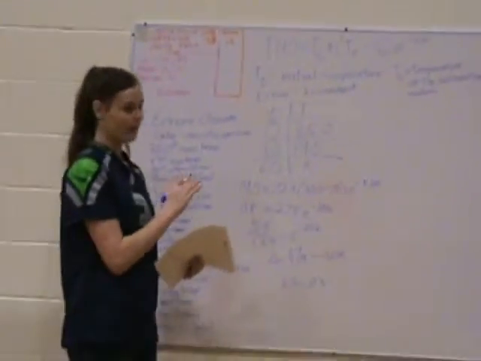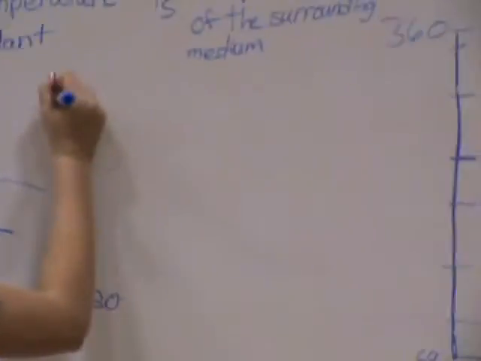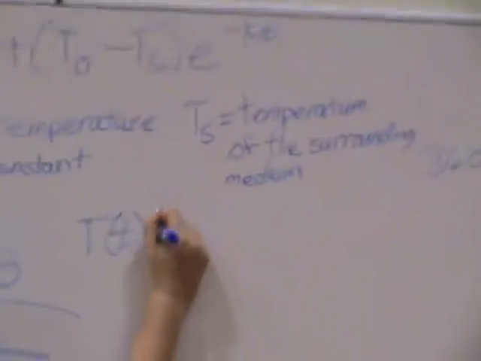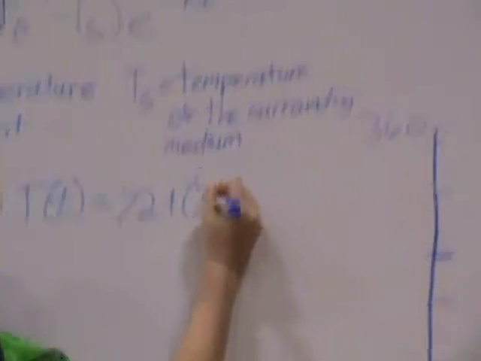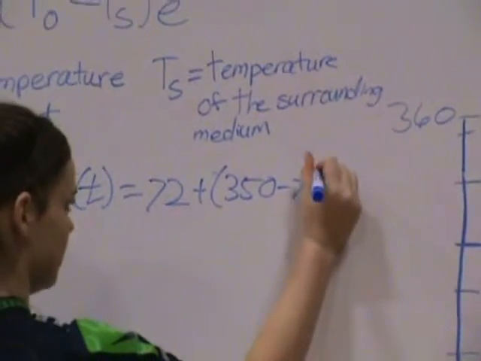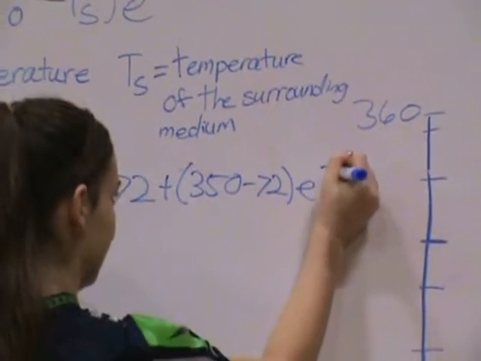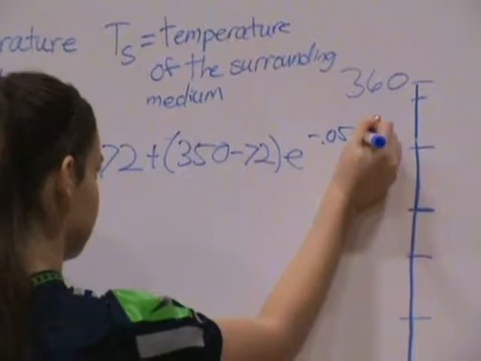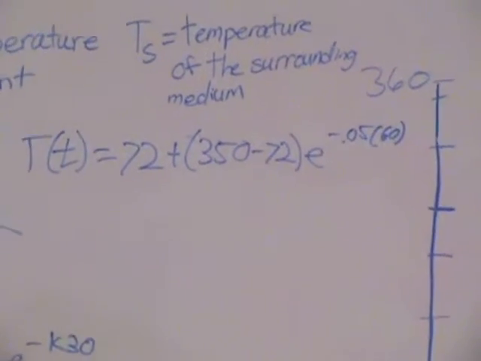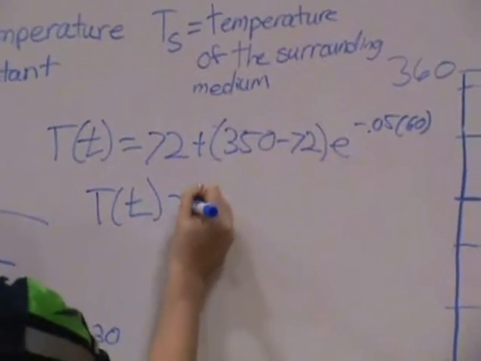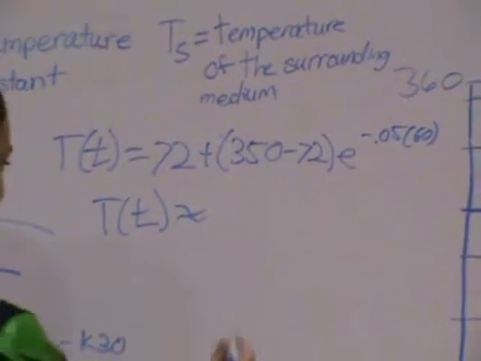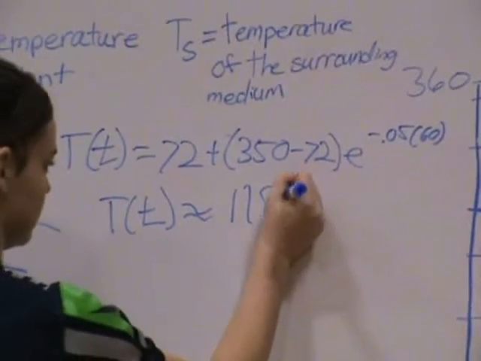So then again, you go back up to your equation, but use k and plug in the rest of your numbers. So you're wanting the temperature now of 72 plus 350 minus 72 times e to negative 0.05 times 60. You want to know the temperature after 60 minutes. And here you go. The temperature would be about 118 degrees.